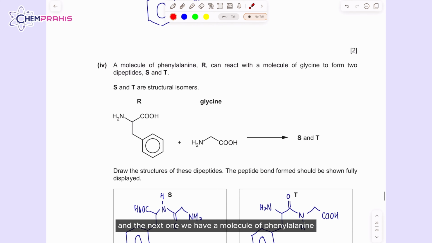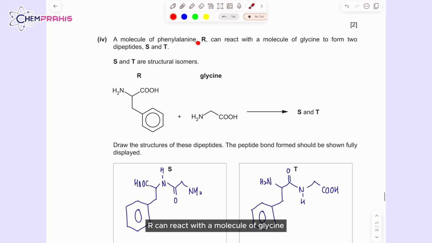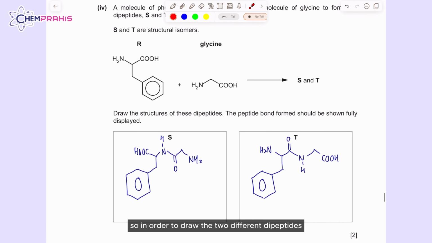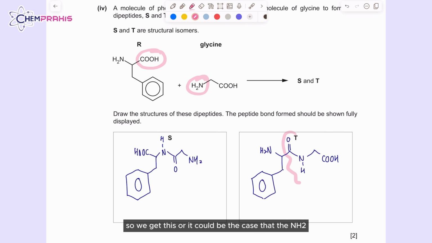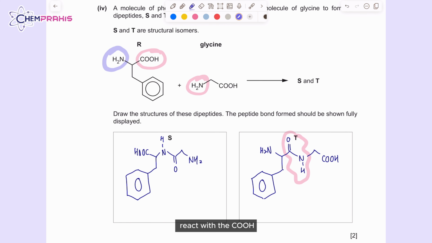And the next one, we have a molecule of phenylalanine R can react with a molecule of glycine to form 2 dipeptides S and T. S and T are structural isomers. So in order to draw the 2 different dipeptides, it could be the case that the COOH is the one that reacts with the amine group. So we get this. Or it could be the case that the NH2 reacts with the COOH. So we are trying to show different possibilities in this case.